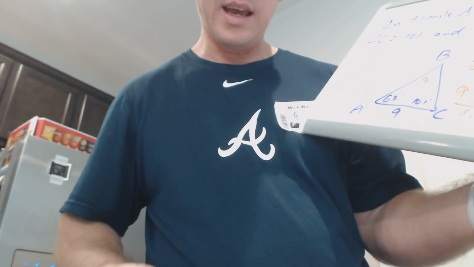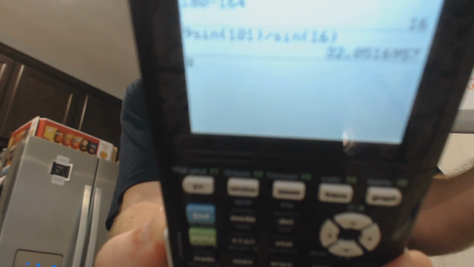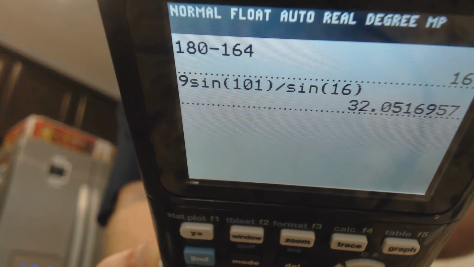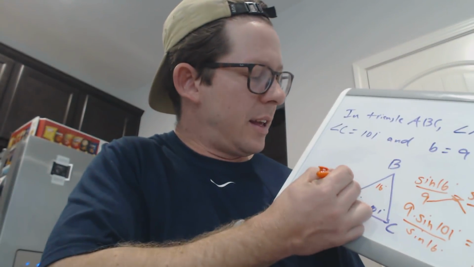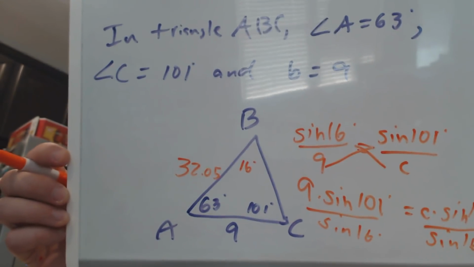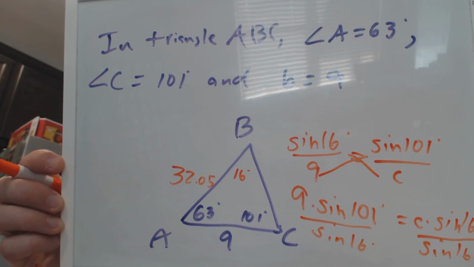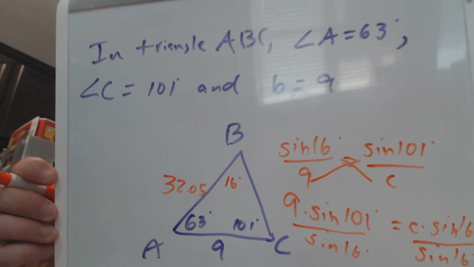Okay, and when I hit enter, this is what I get. Let's see, what does it say? 32.05. Okay, so I'm here to tell you that this side C right here will be 32.05, which is larger than 9, right? Now, what's the last thing I need to solve for there?